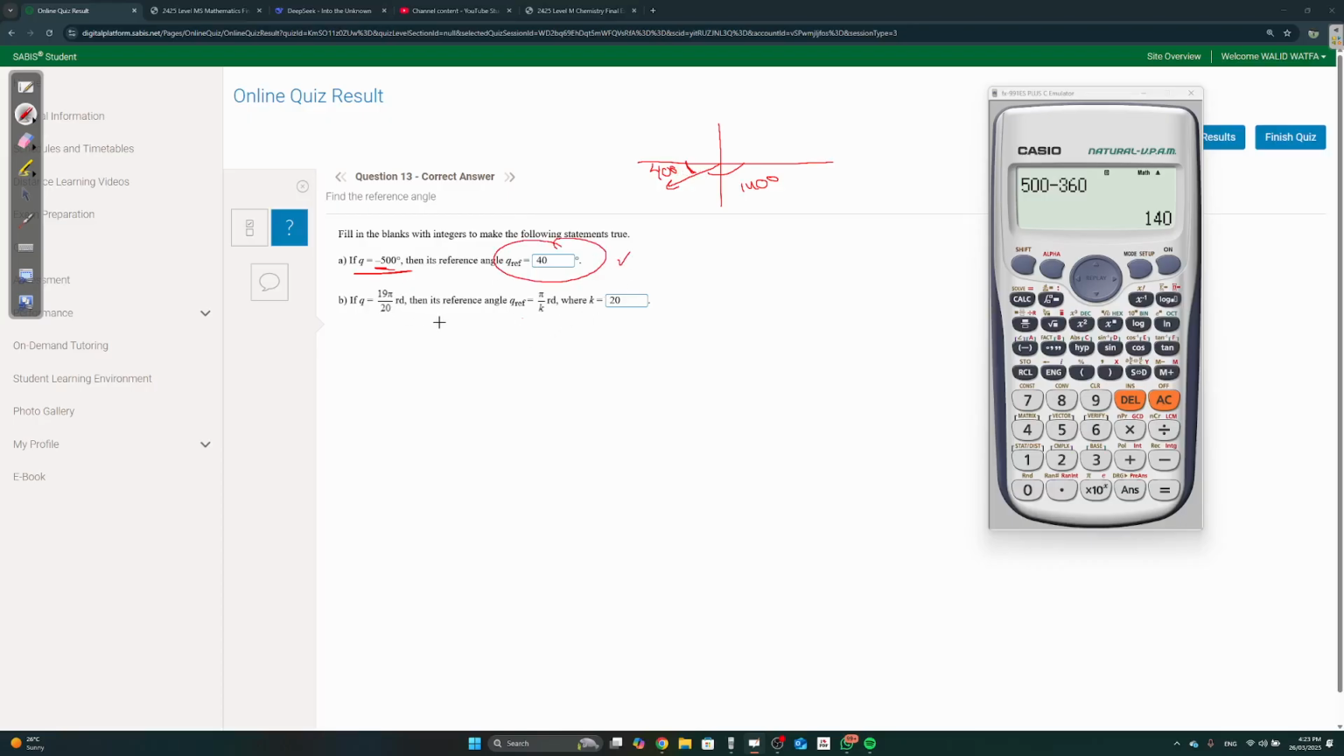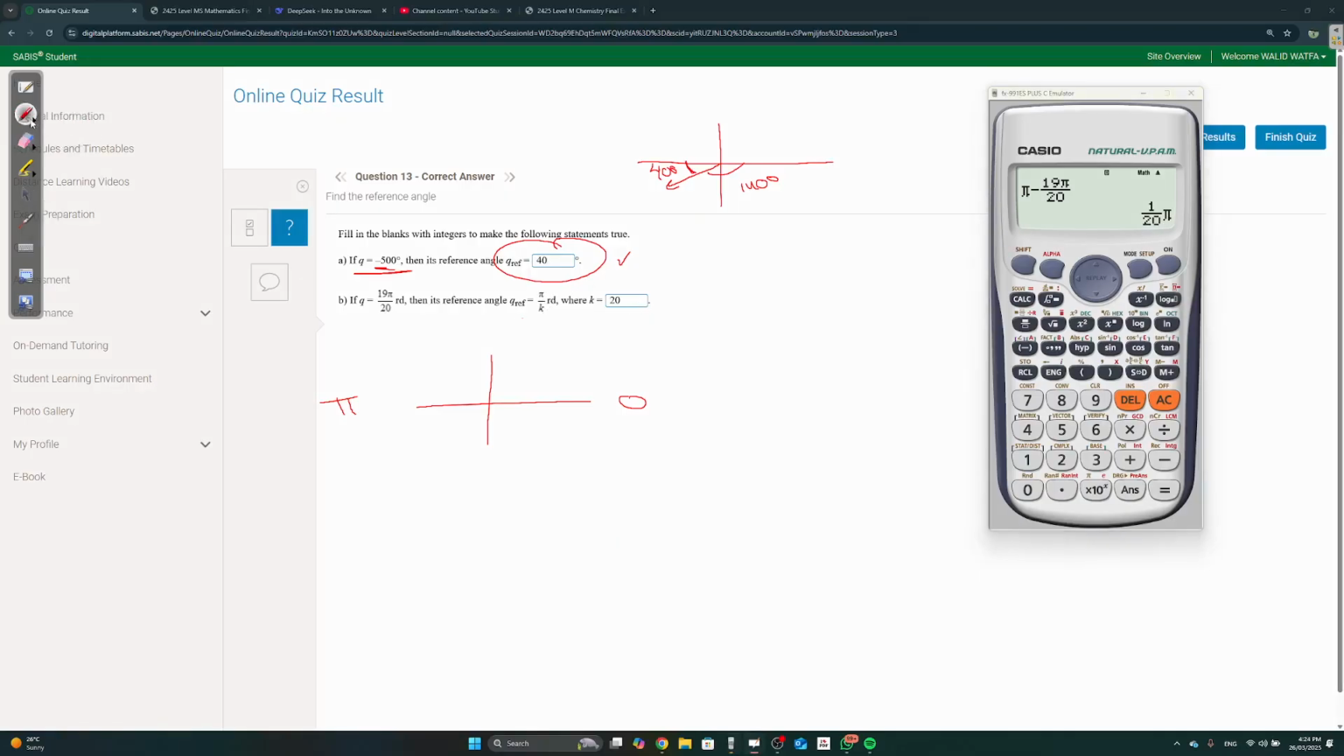If Q is equal to 19 pi over 20 radians, then the reference angle is pi over something radians. Okay, 19 pi over 20. To graph it, if it's in radians, like I told you, just subtract pi. Do pi minus and see how much is left. It's not that hard. When it's radians, it's very, very easy. Just do pi minus, okay? So it still needs 1 over 20 pi. So pi over 20.